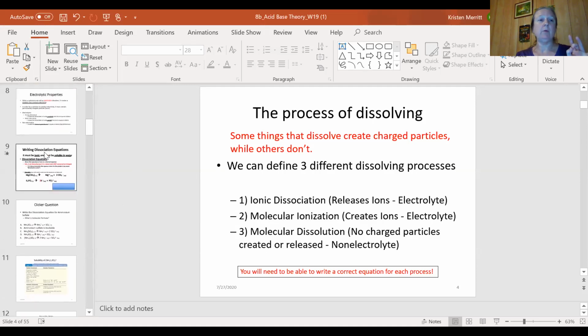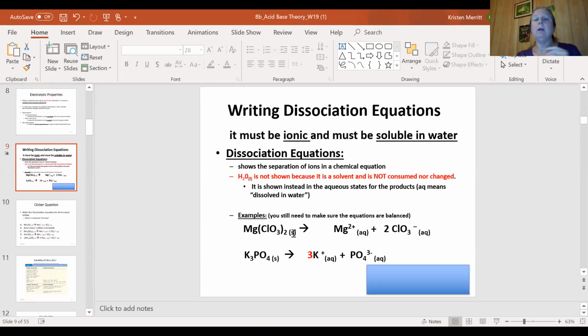So how do you write these? First of all, for the ionic dissociation and the molecular dissolution, you do not put H2O on the reactant side, ever. We show it with this aqueous. If you can write the products and balance this reaction without an H2O, you don't put it in there.